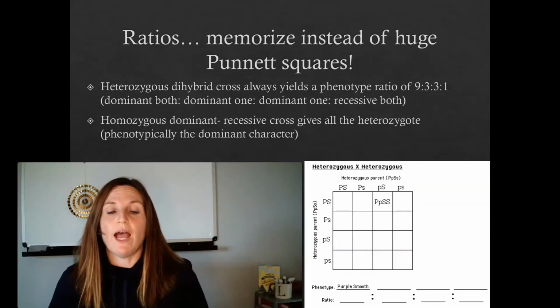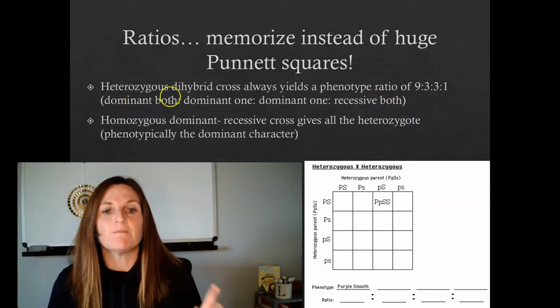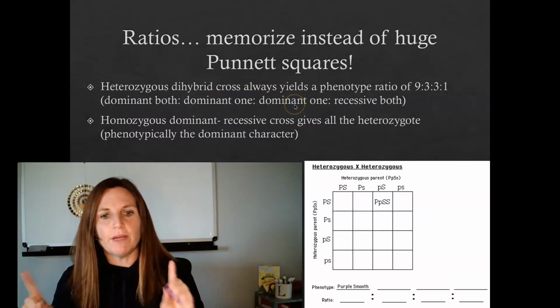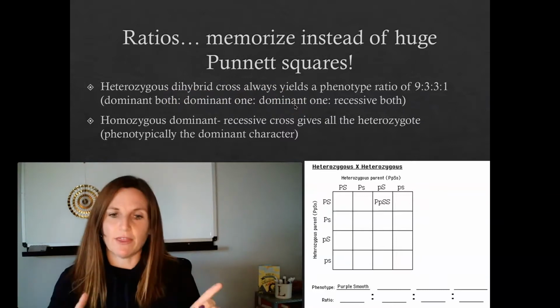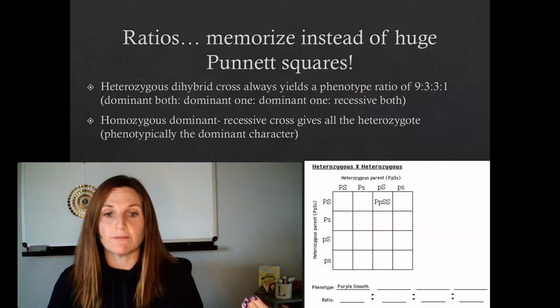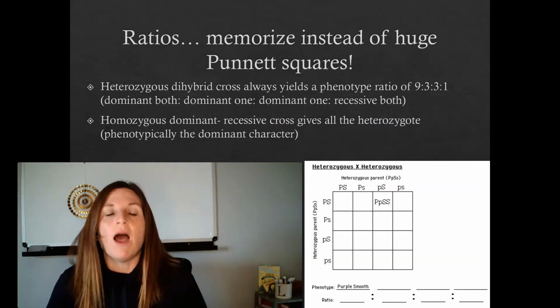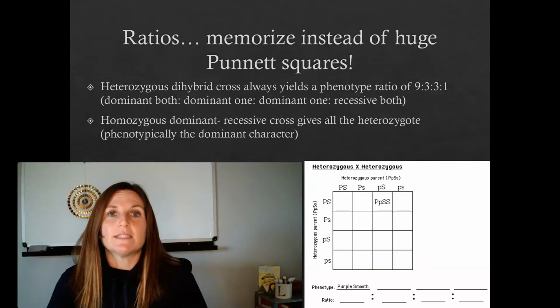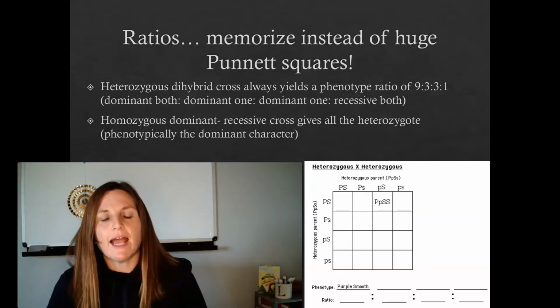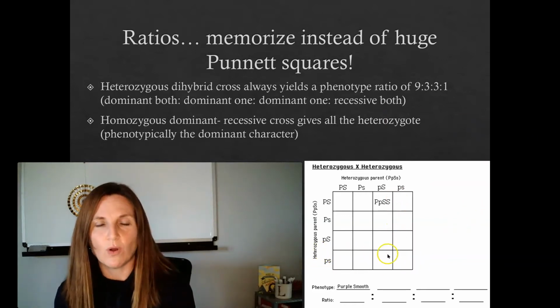So when you do a heterozygote dihybrid cross, you're always going to get that 9 to 3 to 3 to 1 ratio, where 9 represents dominant for both characteristics. 3 and 3 are each dominant for one of the characters but recessive for the other one, and they trade off. And then the one individual is recessive for both alleles. So this ratio of 9 to 3 to 3 to 1 can be used to predict the outcome of any heterozygote dihybrid cross.